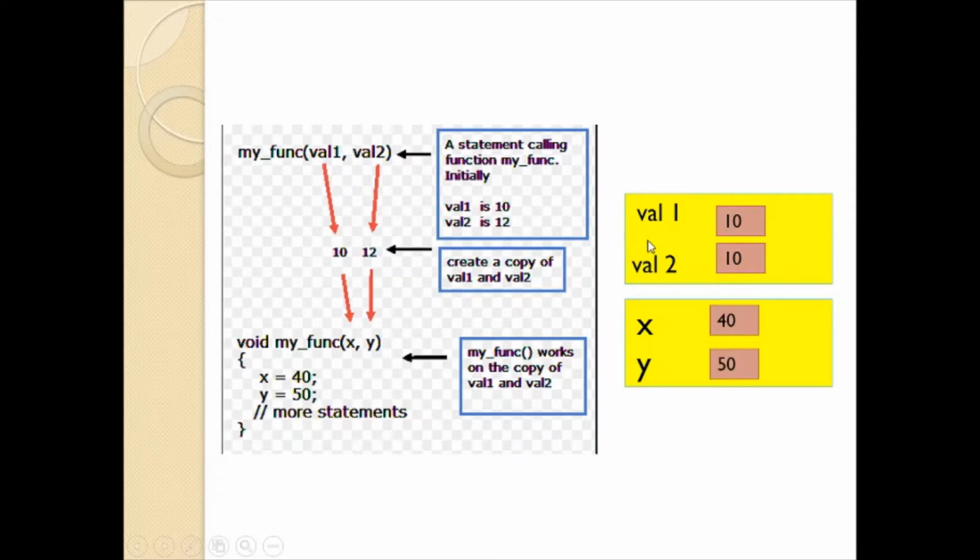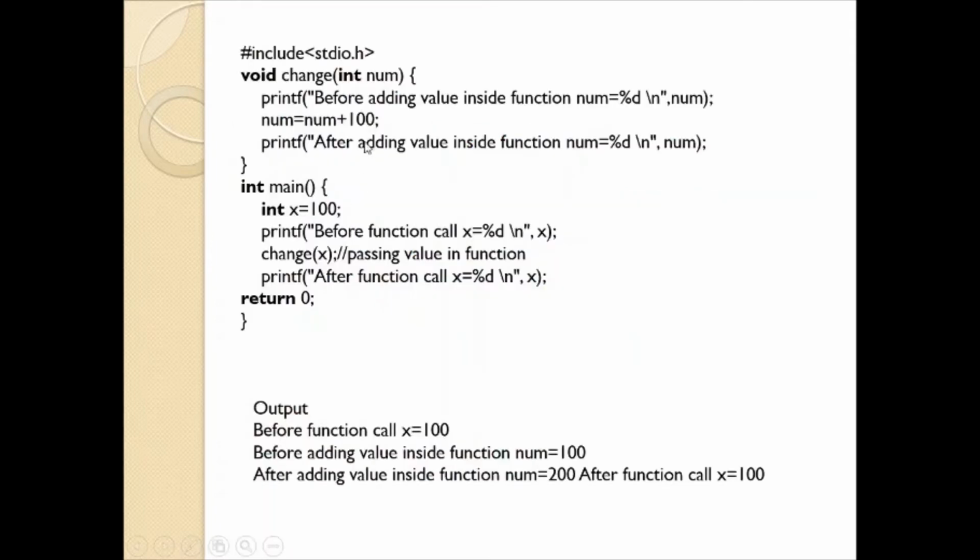Here you can see value1 and value2 will be unaltered. So these values will be having 10 and 20 only, and only x and y will be having 40 and 50. Whenever you make changes with respect to these formal parameters, it is not going to reflect in actual parameters. Here one more example we'll see.